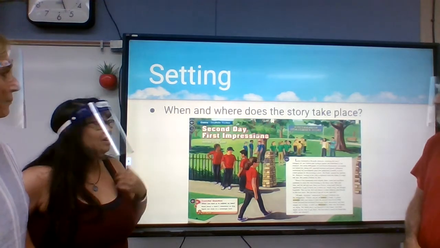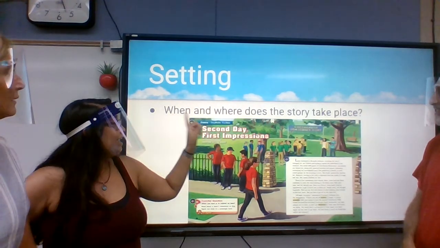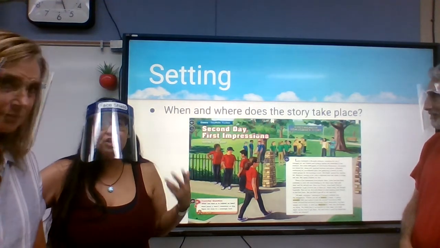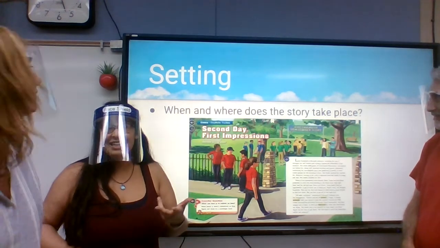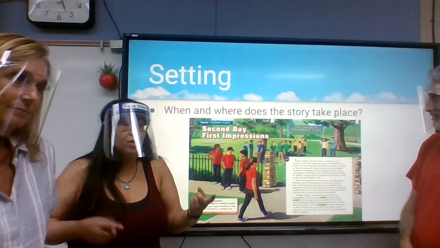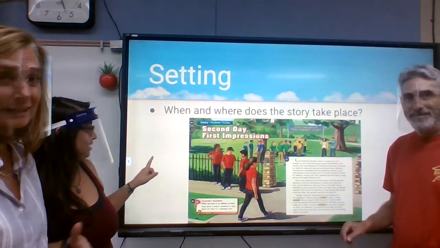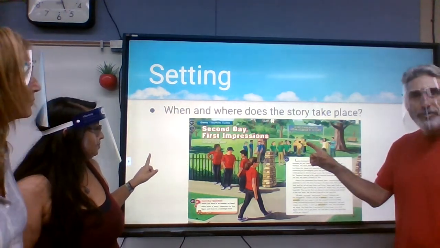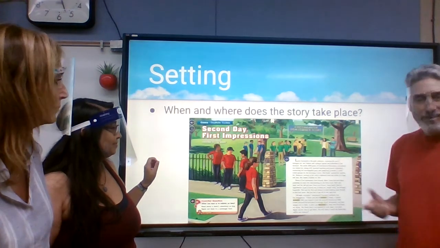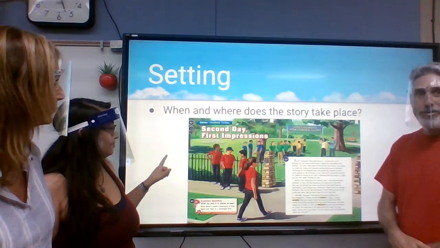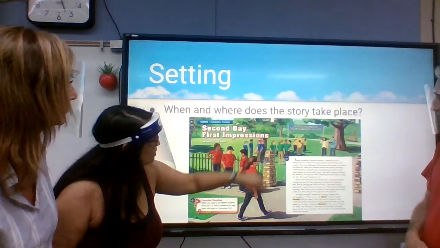Setting also, super helpful for the when and where does the story take place. Make sure you're thinking about that because, again, you can't identify a problem if you don't know who's there and where they are. Right, and you're going to be applying that in your own writing. And remember, a lot of times when you open up a story, the picture can really help you out. So those pictures are important too. It's like our house colors, kind of.